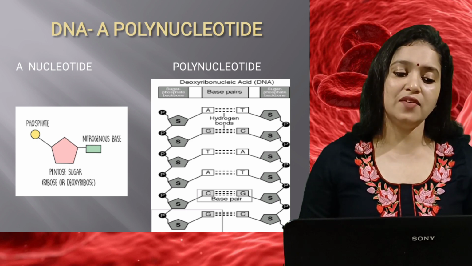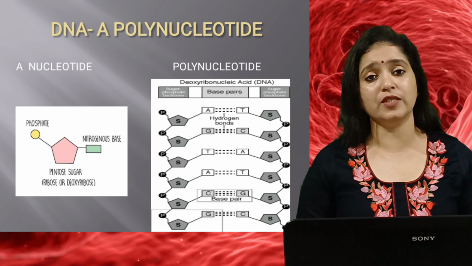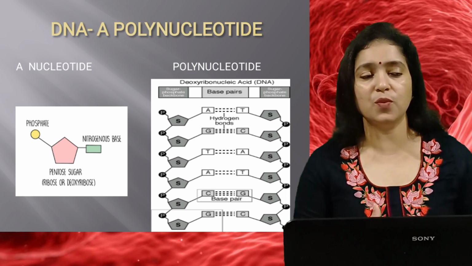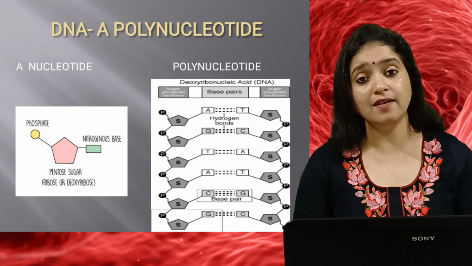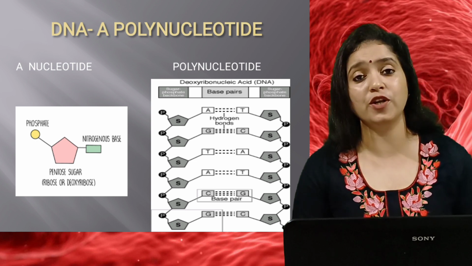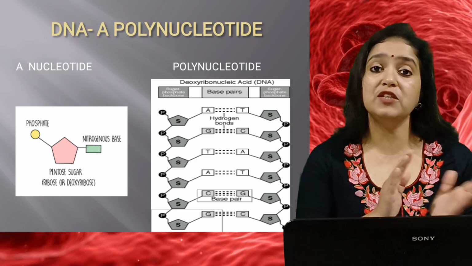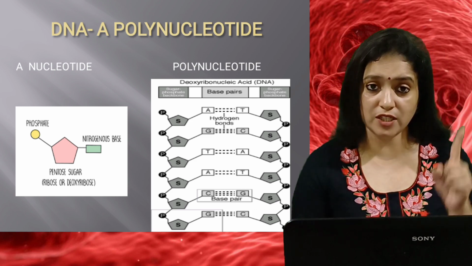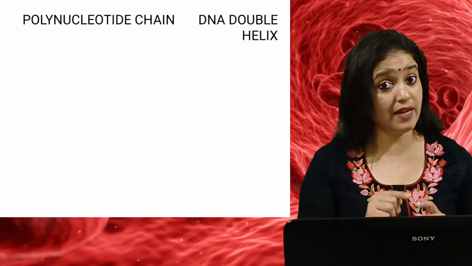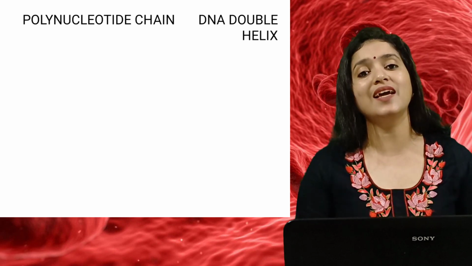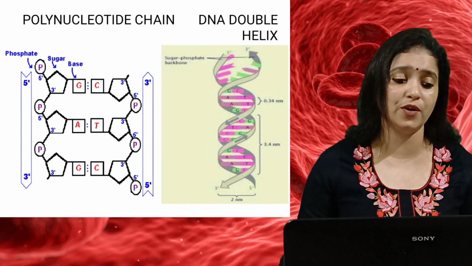And which are the different bonds present in this polynucleotide? Usually that question is asked for 1 mark or 2 marks. What are the different bonds present in the polynucleotide chain of DNA? There are 3 bonds. Number 1: the bond between the nitrogen bases, it is the hydrogen bond. Then the bond between the nitrogen base and the sugar, the N-glycosidic linkage, then the phosphodiester bond. These are the 3 bonds present in the polynucleotide.